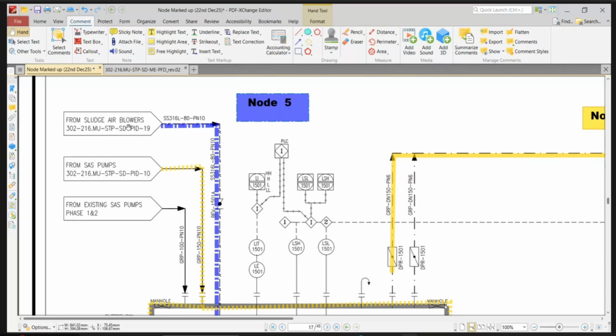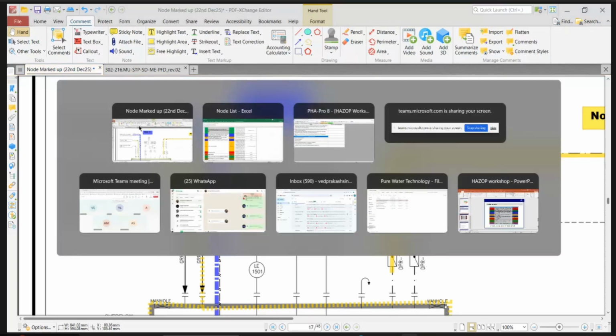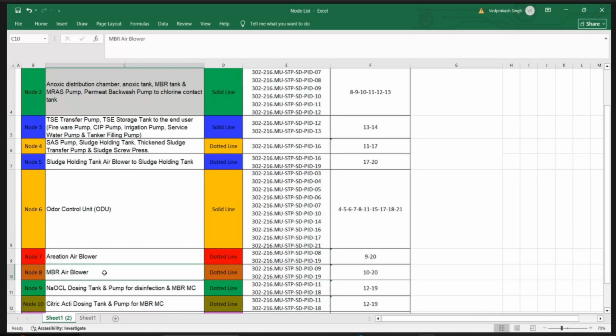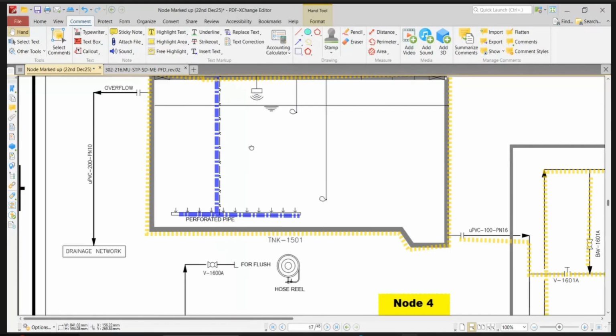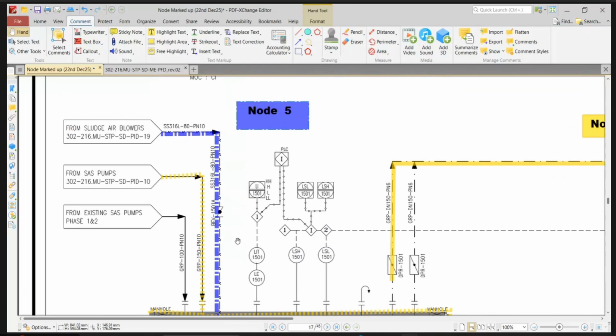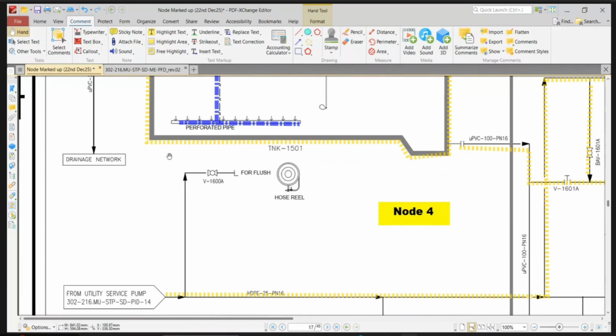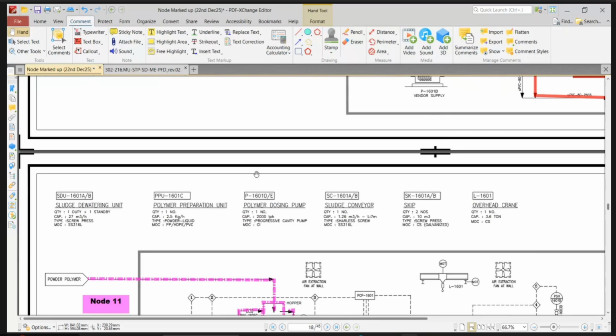But you have the air blower. Air blower should also be there, no? Yeah, air blower. It's not related to... No, air blower should be there, no? This is sludge air blower. So we must have the blower also, right? Yeah.